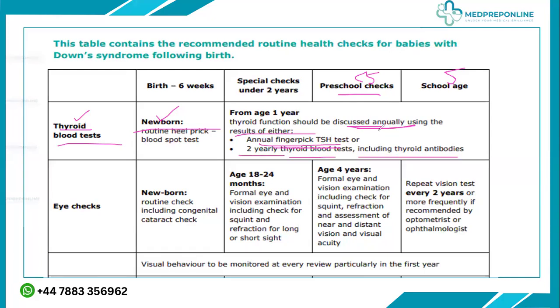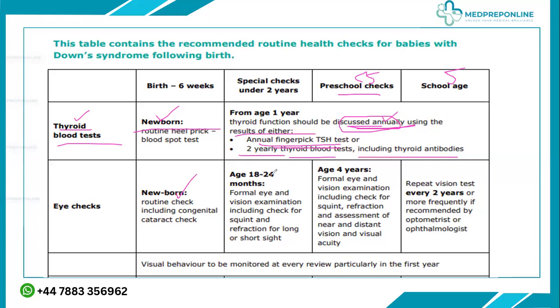Okay, but they say that thyroid function tests should be done annually. Then we have eye checks for congenital cataract, myopia, and visual impairment. For that reason we do eye checks. So, newborn check first of all, including a congenital cataract check.